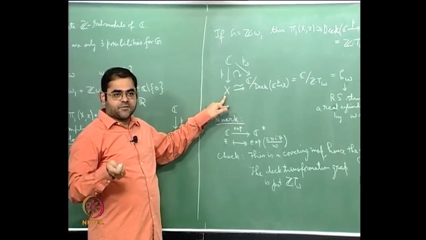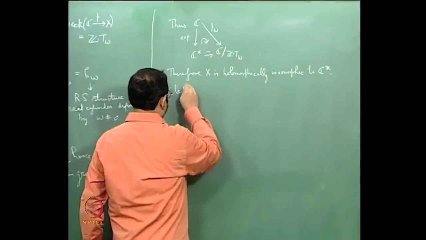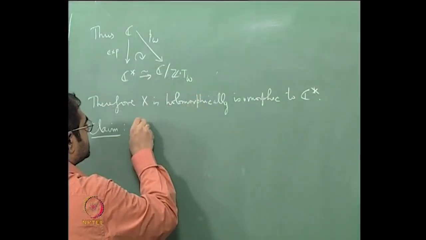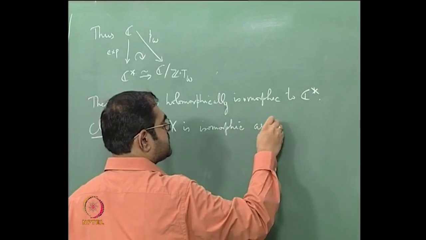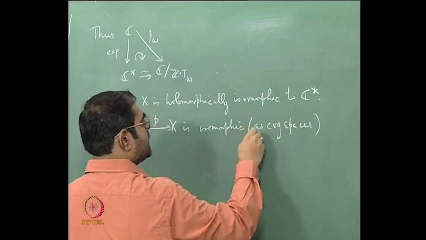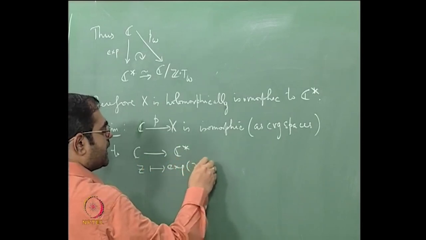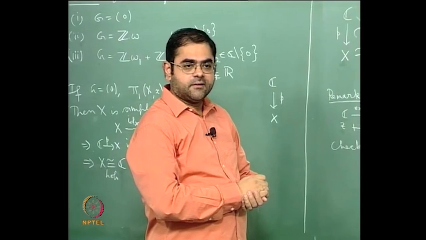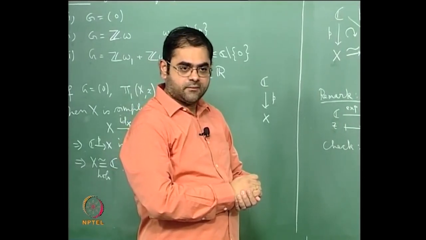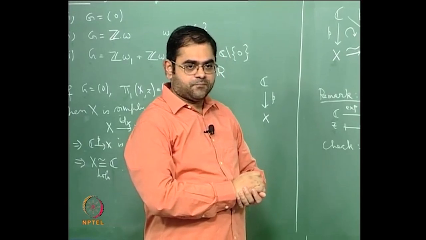Let me explain how that happens, because a little bit of covering theory comes into the picture. Let me make this claim: C to X is isomorphic as covering spaces to C to C star, z going to exponential of 2 pi i z. This is the statement I made. You take all possible Riemann surface structures on a cylinder, and they are all isomorphic just to C star. That is the theorem that I stated.